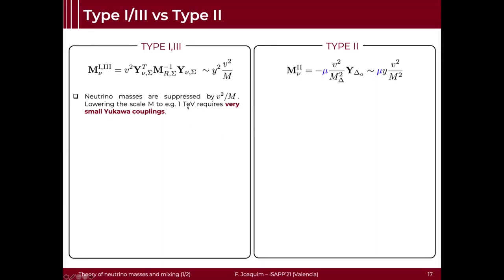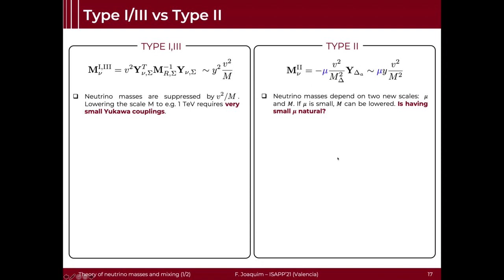So basically, if you want m of the order of 1 TeV, the couplings become so small that you start asking yourself if this is natural or not. Because if you want very small couplings, then probably you could also consider Dirac neutrino masses. Now, on the other hand, in the type 2 seesaw, neutrino masses depend on two scales, mu and m. Now you see, if mu is small, m can be lowered without touching, let's say, the Yukawa couplings. Now the question is whether having this mu parameter small is natural or not.